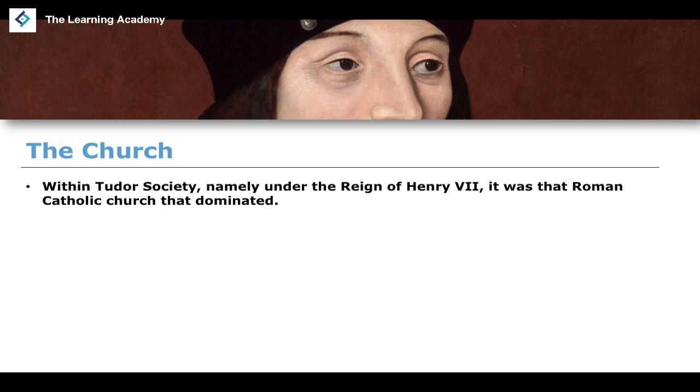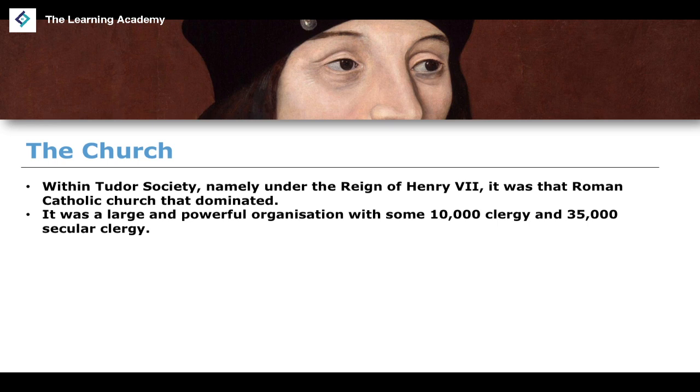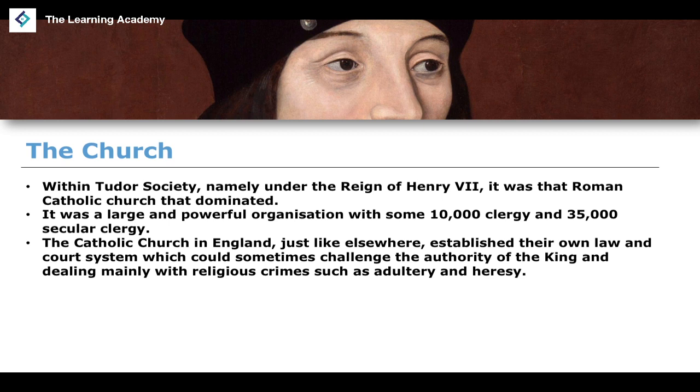religion was significantly dominated by the fact that we have a Roman Catholic Church within English society. And it was a large and powerful organisation. There were some 10,000 clergy and around 35,000 secular clergy. And the Catholic Church in England, just like elsewhere, established its own law and court system, which would sometimes, in some cases, even challenge the authority of the king.